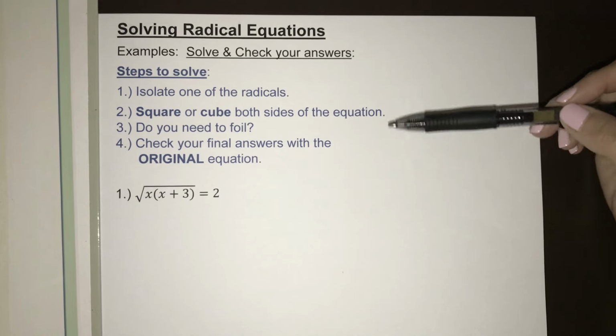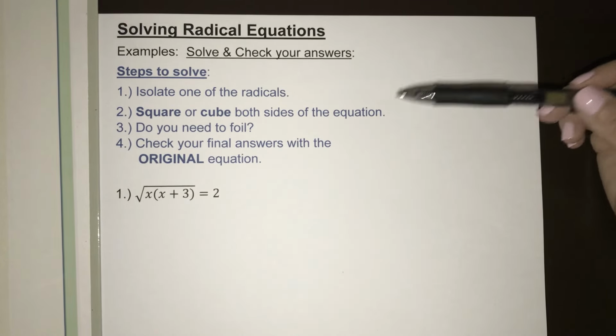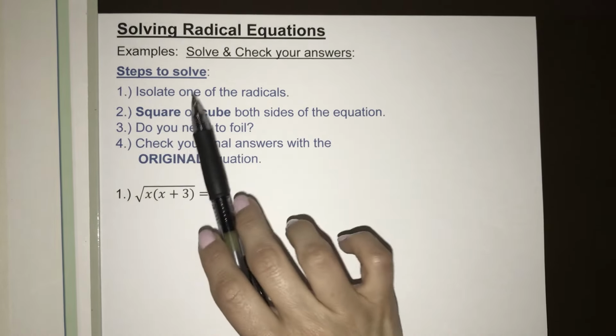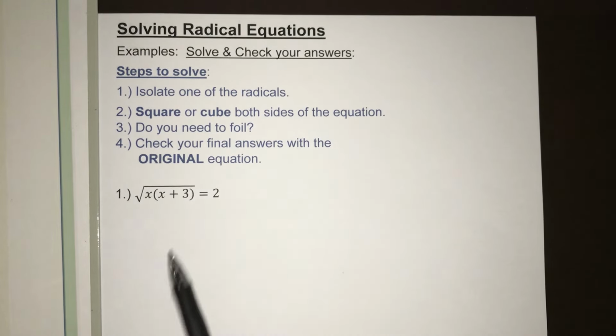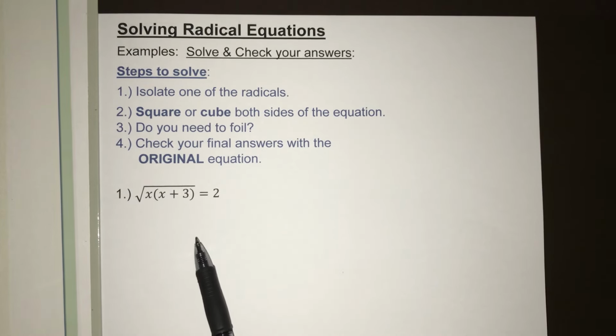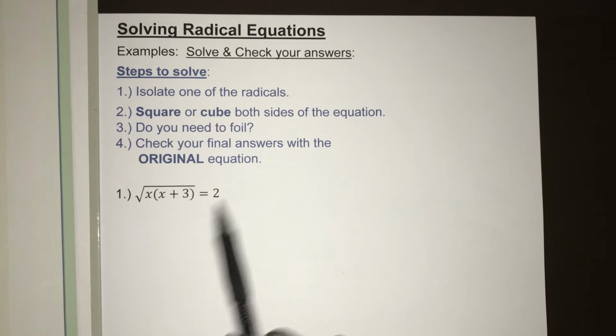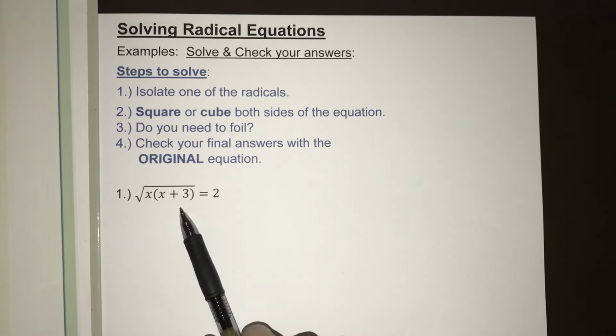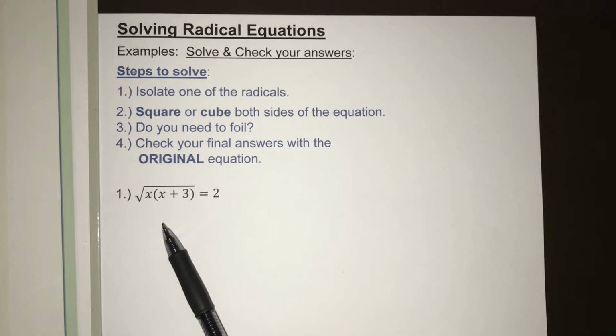I've written 4 steps out. I think these will make it easier for us to solve the problems. So for step 1, we would like to isolate one of the radicals. Here's the first example. I have only one radical in this equation. Sometimes we could have 2, but this is 1, and it is already alone or isolated on the left side. So we could skip step 1.